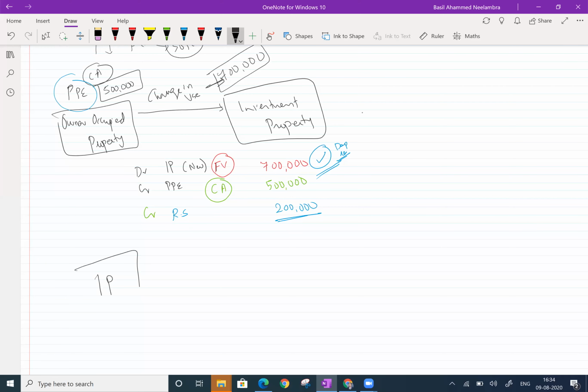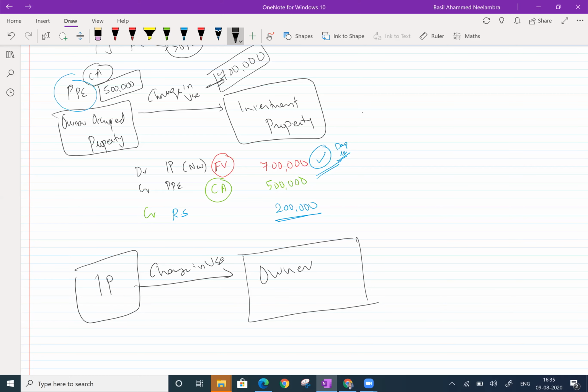Initially, it was an investment property. Now there is a change in use. That means there was a building. You were holding this building for the purpose of earning rent. Now you decided, you remove the tenant, you ask the tenant to vacate. Now you're going to occupy that property. You're going to use that property for your business purpose. The moment you use that building for your business purpose, it becomes your owner occupied property.